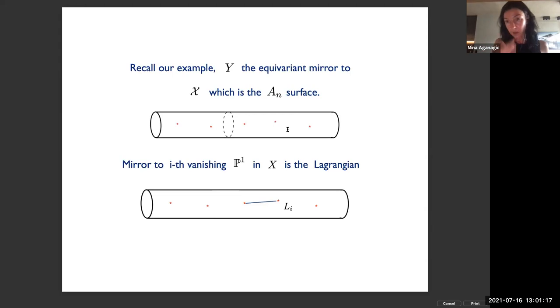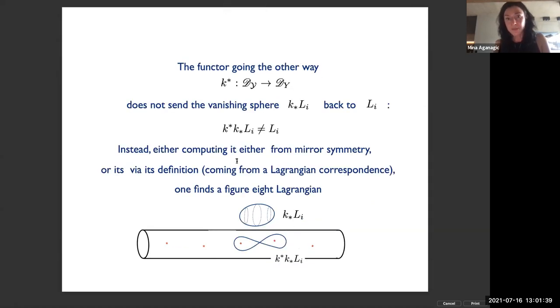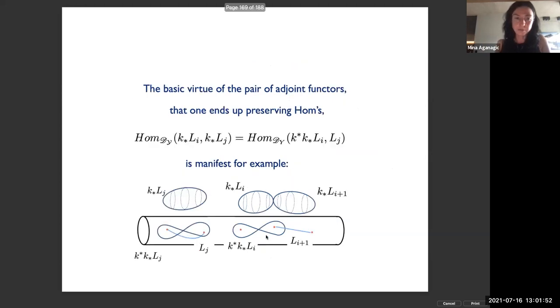So recall our example of Y, which is the equivariant mirror of X, which is the resolution of the A minus one surface singularity. So mirror to the ith vanishing P1 in X is a Lagrangian, which is just a straight line between a neighboring pair of punctures. The functor that goes up amounts to pairing a brane downstairs with a fiber over it, okay? The functor that goes the other way sends the vanishing sphere upstairs not back to the interval; instead, computing it either from mirror symmetry or via its definition via Lagrangian correspondences, you find a figure eight Lagrangian. Now, the basic feature of these adjoint functors, that they preserve the homs, is manifest in this example, okay?